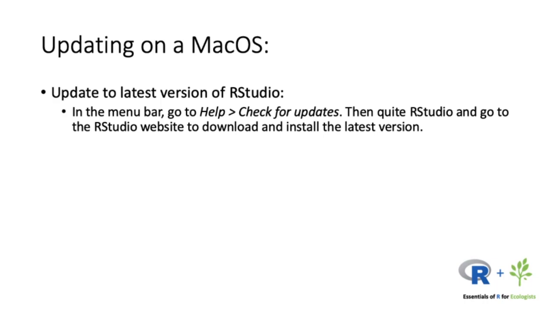Now, if you're updating on a Mac, so let's say you've been using R and RStudio for a while and you want to check to see what version you're using to see if you need to update. For RStudio, once it's open, go to Help, then check for updates, and then you'll see what current version you're working with. Then quit RStudio and go to the RStudio website to download and install whatever version is more recent than the current one that you have.